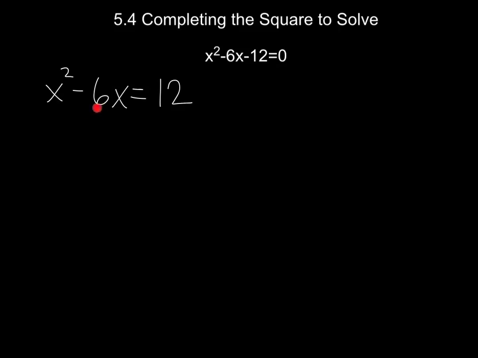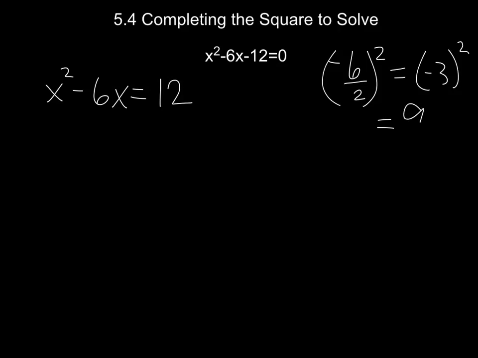Then everything is going to be based on the b term as long as the leading coefficient is 1. If it's not 1, divide it to each term to get rid of it. But since it is 1 right now, we're going to take our b term, negative 6 divided by 2, and square it. You will do this with the b term every single time. So it's negative 3 squared, which equals 9. And you're going to take this 9 and you're going to add it to both sides.